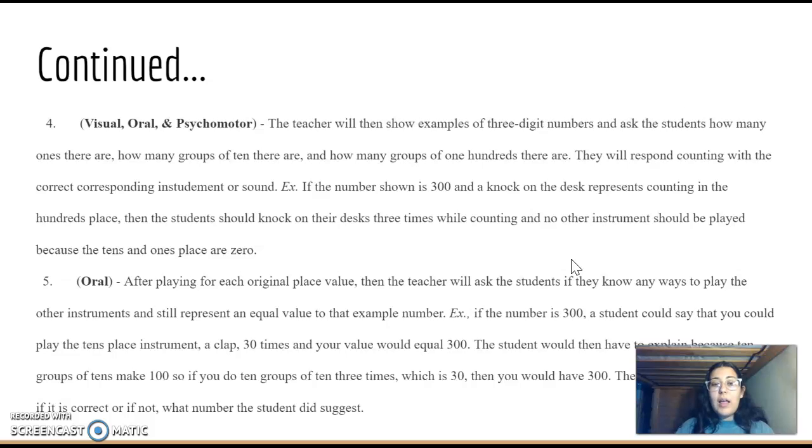And the rest of the class would then vote whether it's correct or not, and anyone who says it isn't correct would have to say what number the student did suggest with their instrument and how many times they played it, and so why it is that way.